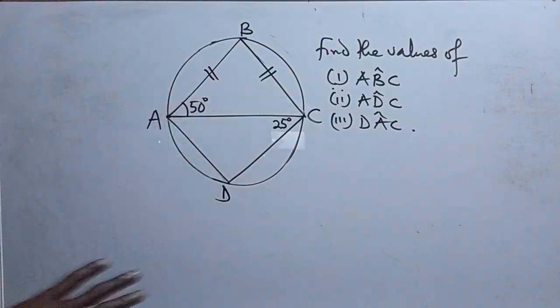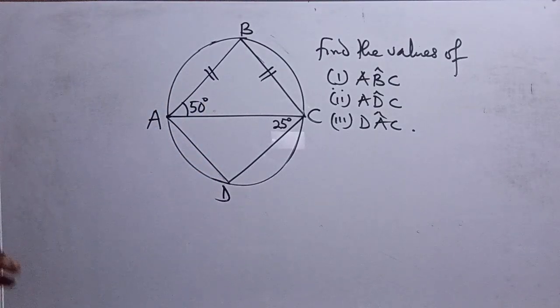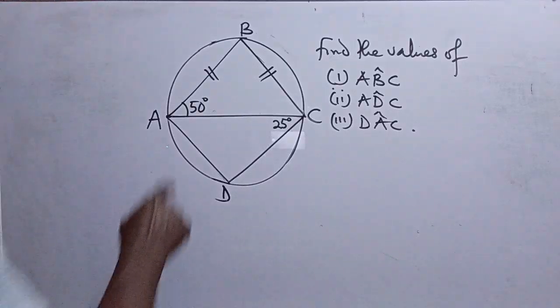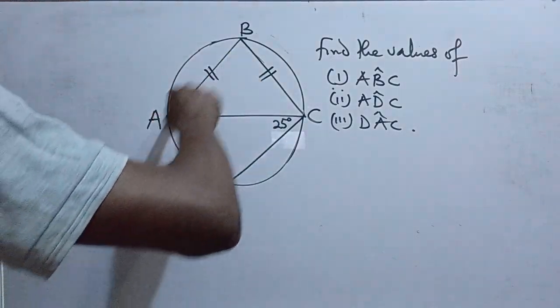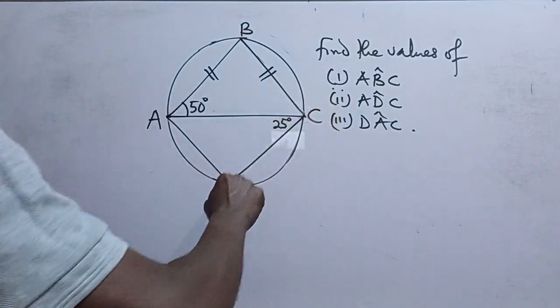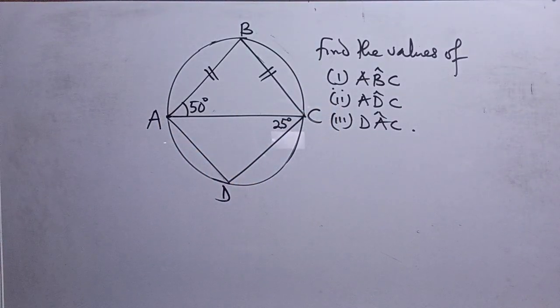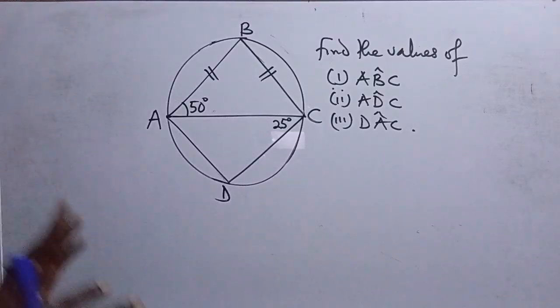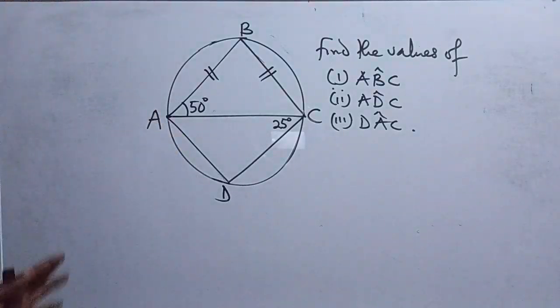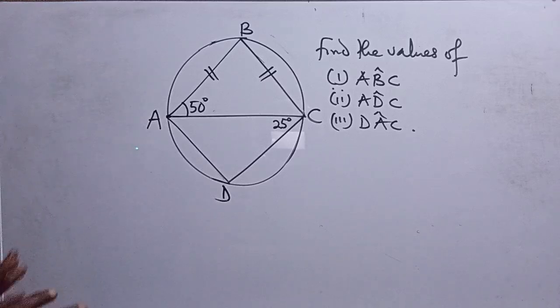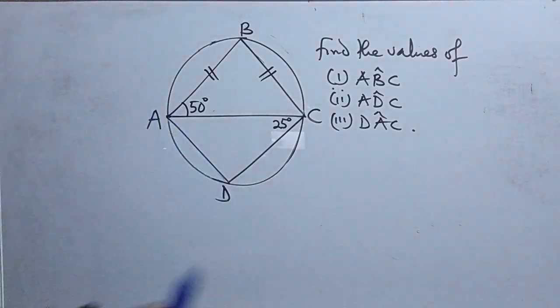Now, this particular figure is what is called a cyclic quadrilateral. It is called a cyclic quadrilateral because the quadrilateral, that is the four-sided figure ABCD, which has four sides AB, BC, CD, and AD, is inscribed inside a circle. And so whenever you have a quadrilateral inscribed inside a circle, the formation is called a cyclic quadrilateral, that is a quadrilateral in a circle.